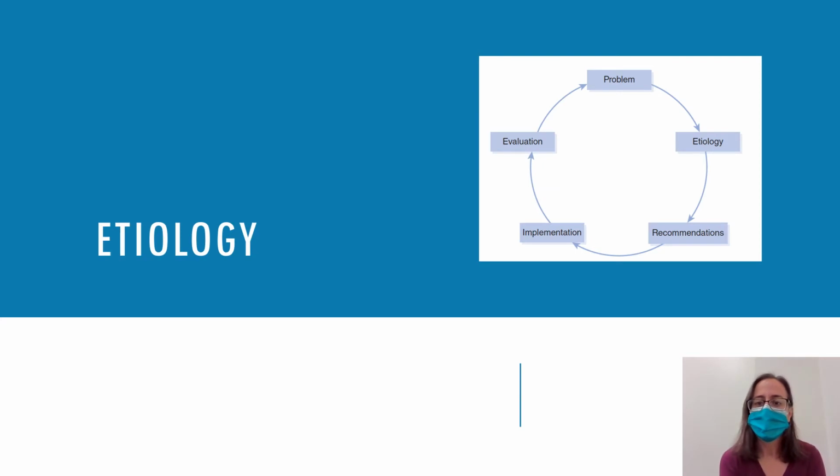Okay. So in terms of describing the problem, we looked at the burden, the morbidity, and mortality. We used incidence, prevalence, and mortality rates to better understand and start to get some ideas about what's going on. So now we're going to talk about etiology. The etiology is the cause of the condition, the cause of the illness or disease.